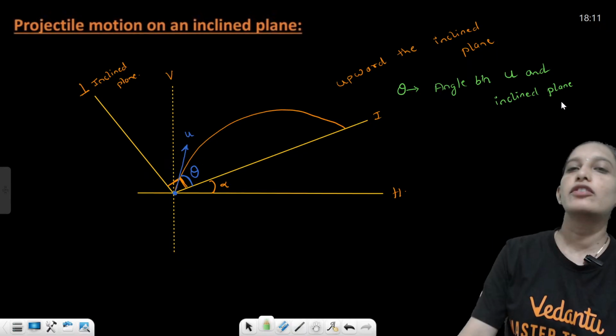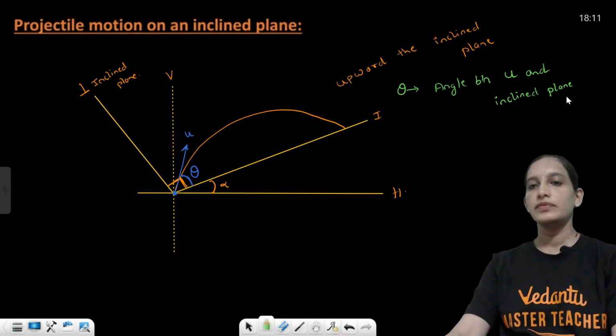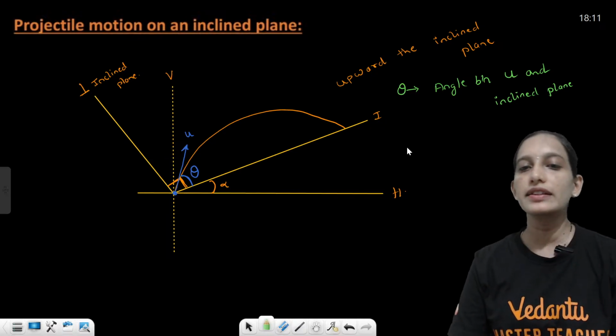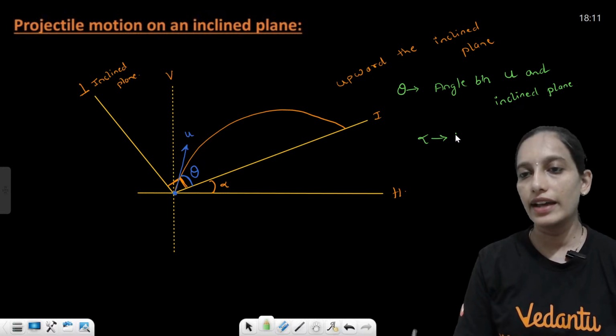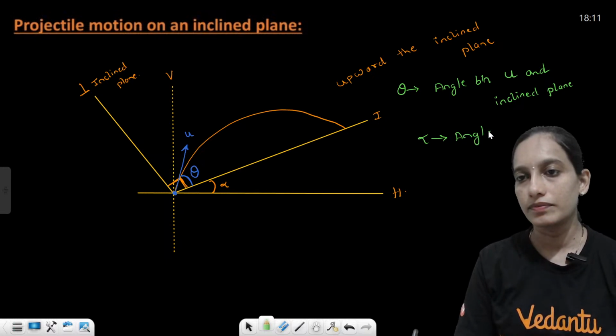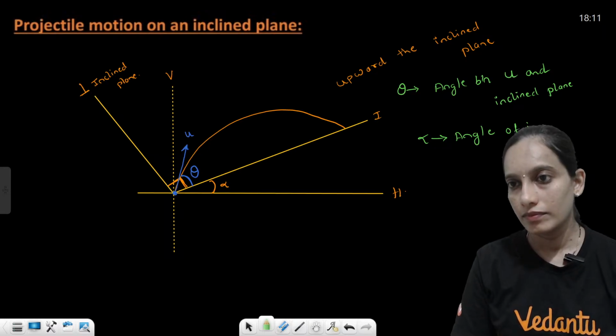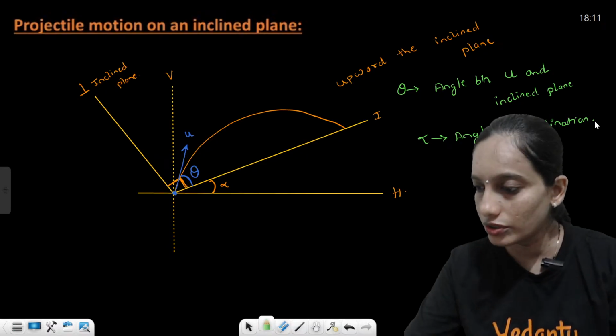Okay, plane of inclination, so that is theta. Okay, so alpha is the angle of inclination. So what is alpha here? Alpha is the angle of inclination. Okay, so these are the notations which we have used.